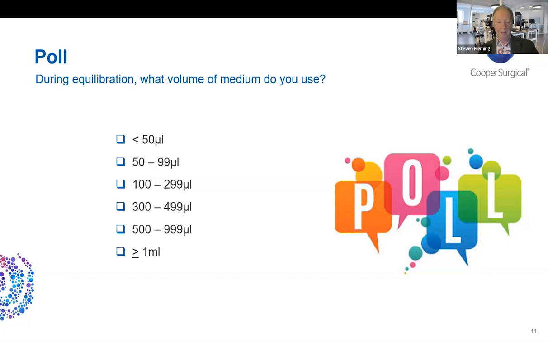Okay, that's quite reassuring that most of you are using between 1 to 300 microliters, and then there's a bit of a range around that. The next most common is 50 to 99 microliters and 300 to 499 microliters, and then slightly fewer are using less than 50 microliters. So nobody's actually using particularly large volumes at 500 microliters or more. So that's interesting.